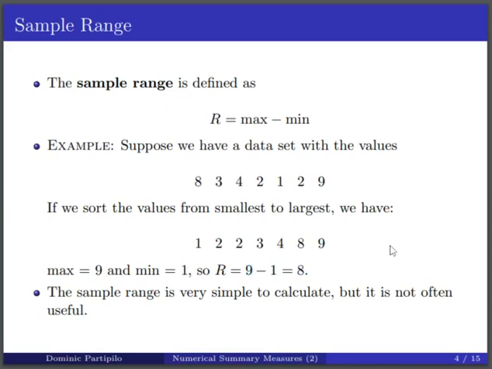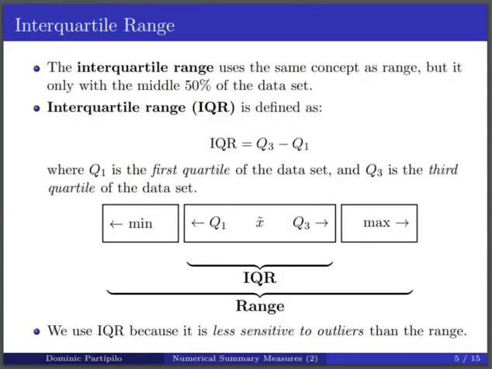The nice thing about the range is that it's really easy to calculate. You take the largest number and the smallest number, and you find the difference between them. But the problem is that it's not very easy to work with, and it's often not very useful. And this is where interquartile range comes in. The interquartile range uses the same concept as the range, but only with the middle 50% of the data set. We'll find out why this is useful in a little while.